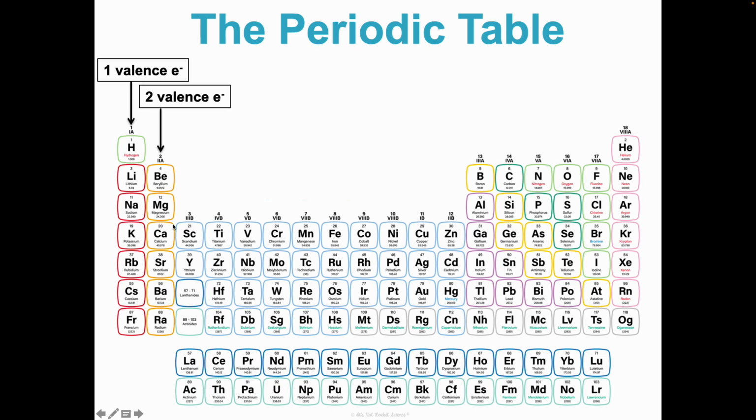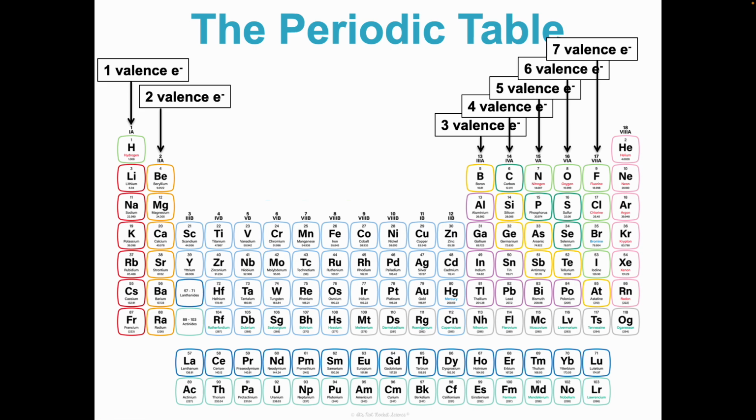This group has 2 valence electrons. Again, we're going to skip this section right here. It's called the transition metals. We're going to skip them. That brings us to group 13 has 3, 14, 4, 15, 5, 16, 6, 17, 7, and then group 18 has 8 with the exception of helium.